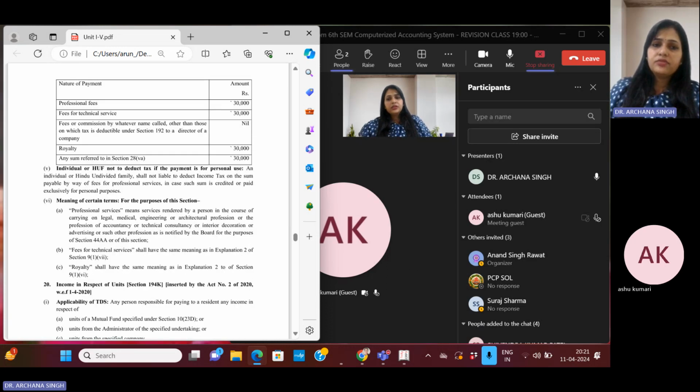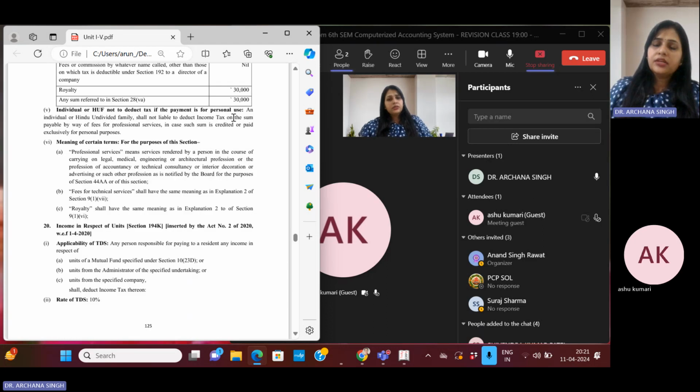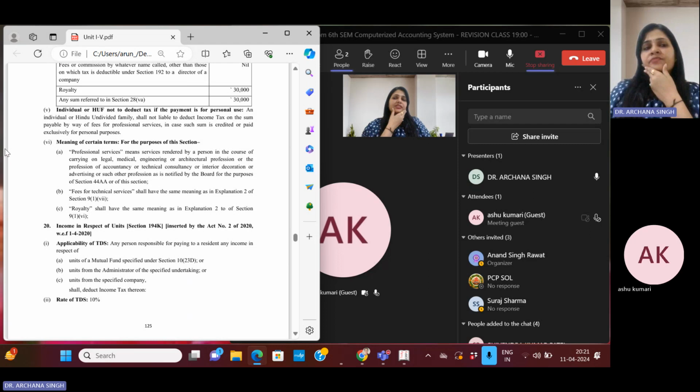Individual or HUF not to deduct tax if payment is for personal use. अगर payment personal use के लिए तो individual or HUF will not deduct tax. An individual or Hindu undivided family shall not be liable to deduct the TDS on the sum payable by way of fees for professional services, or in case the sum is credited or paid exclusively for personal purpose, तो वहां पे वो deduct नहीं करेंगे, अगर personal purpose के लिए वो सारा.